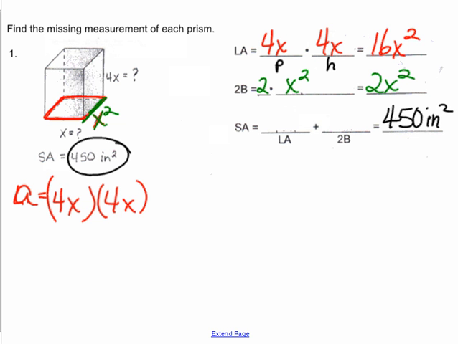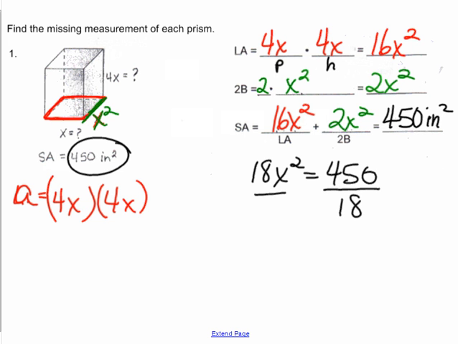Okay, now I've got it all clear in my head. So we've got 16x squared plus 2x squared equals 450. Well, I can do that math now. Take a look. We end up with 18x squared equals 450. Divide both sides by 18, and you get x squared equals 25, and x equals 5. So the side of these, the measurement of each side is 5 inches.